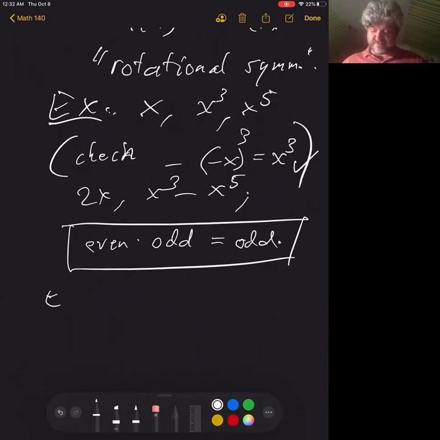As an example, take the absolute value function, which is even. You can tell from our graph it has mirror symmetry, times x, which is an odd function, and that's an odd function. Okay, enough.